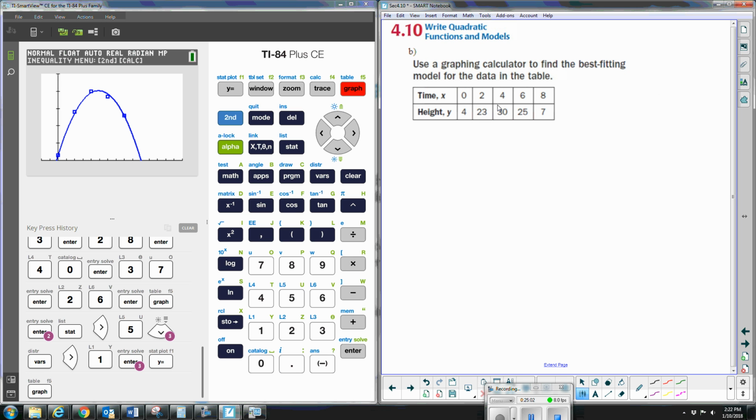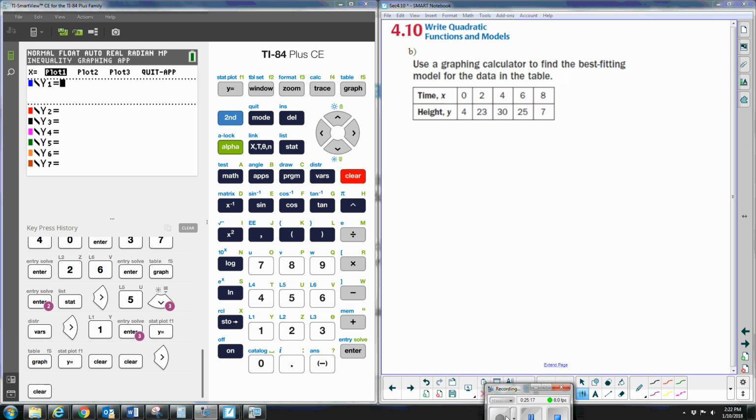So the second one, try on your own. Use a graphing calculator to find the best fitting model for the data in the table. If you need help going through each of these, then please refer back to the previous example. But I'll just show what the final graph looks like and what your equation is. One reminder is do not forget to clear out your lists and don't forget to clear out your y equals. If you just type over your list, that'll work fine too.